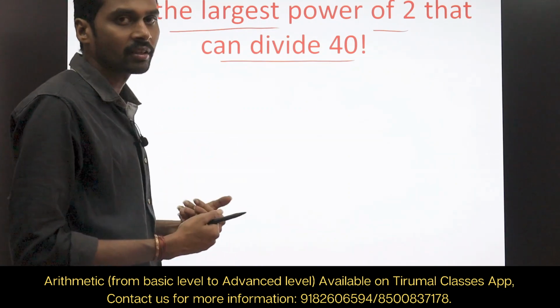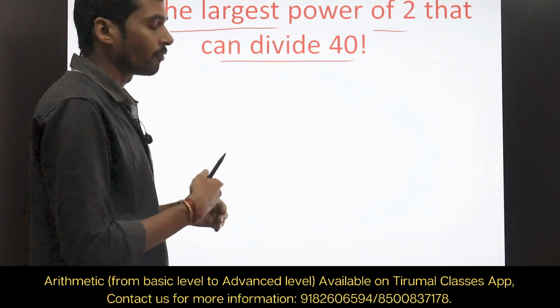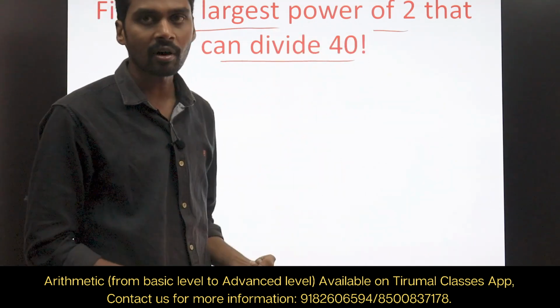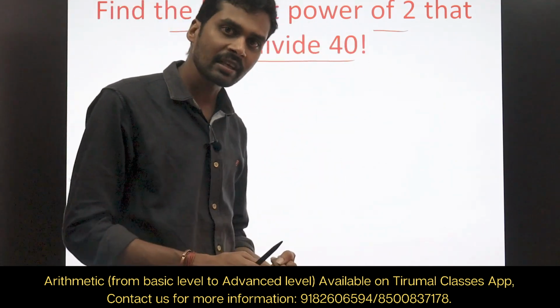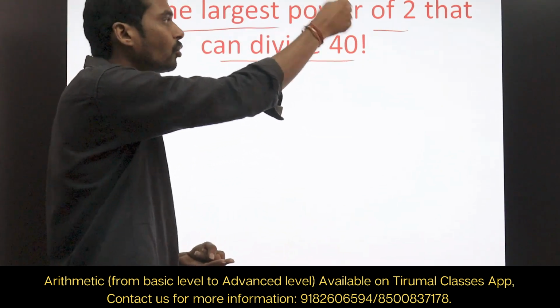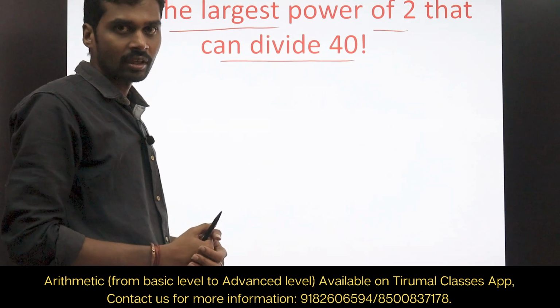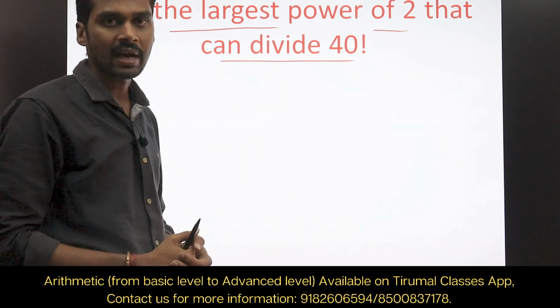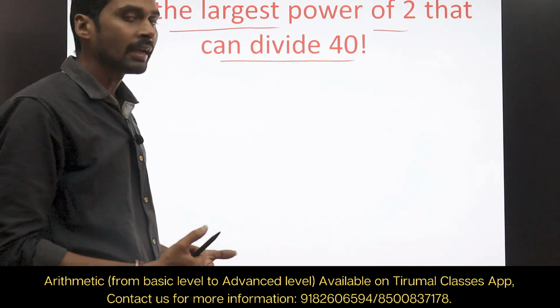One way that the problem could be asked is: find the largest power of 2 that can divide 40 factorial. Or it can be asked like this: find the maximum power of, or largest power of, 2 in 40 factorial, or how many times we are using the number 2 in 40 factorial. Okay, then how do you find it out?